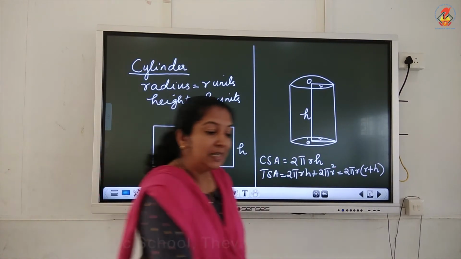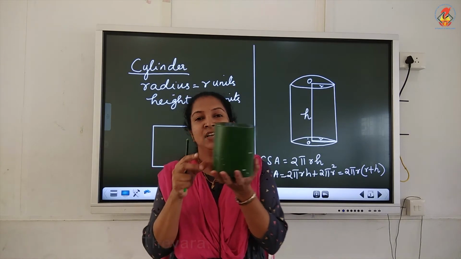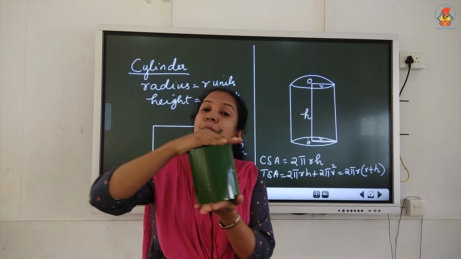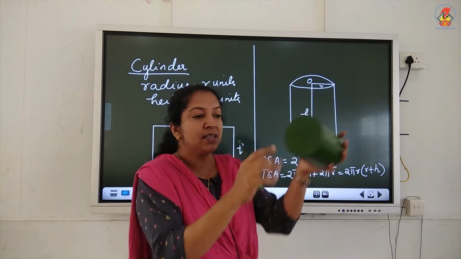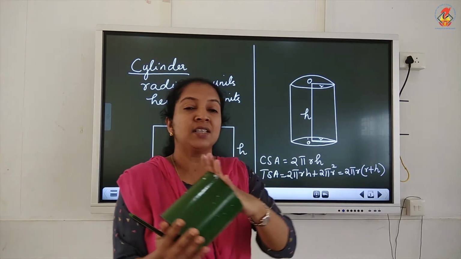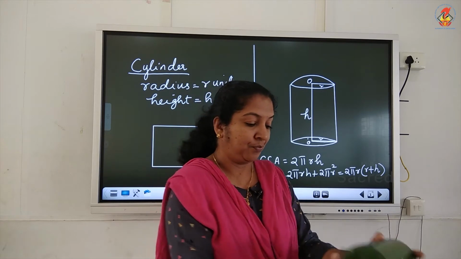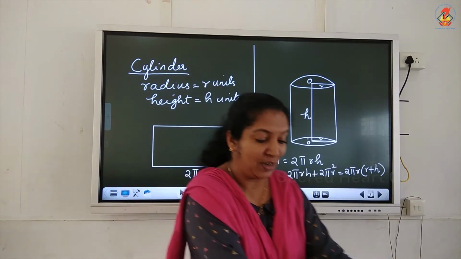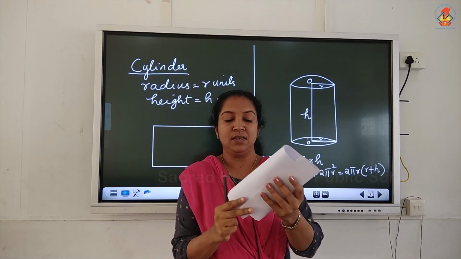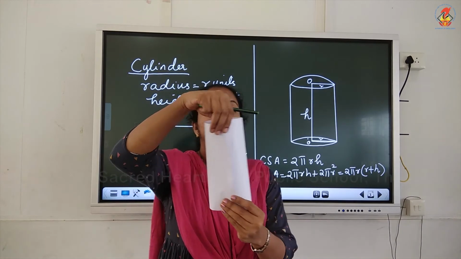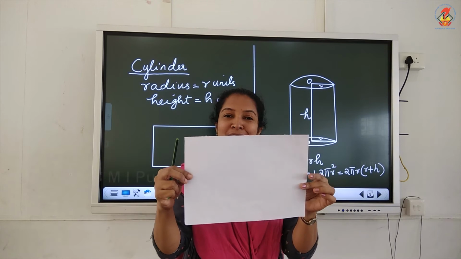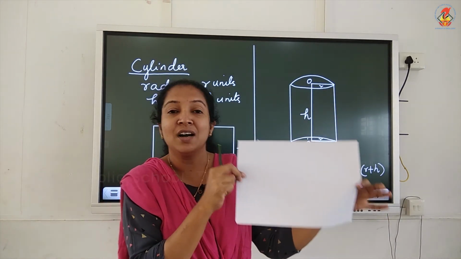Then consider a cylinder. This is a cylinder. How many faces are here? 1 curved surface and 2 bases. The base is clearly a circle. So, what is the area? Pi r square. How many pi r squares? 2 pi r square. Then this side we have to consider. See, this is the curved surface of a cylinder. When I open this, what are we getting? We are getting a rectangle.